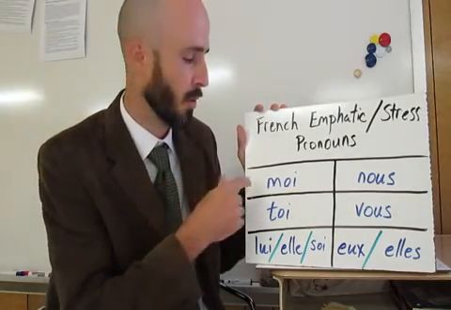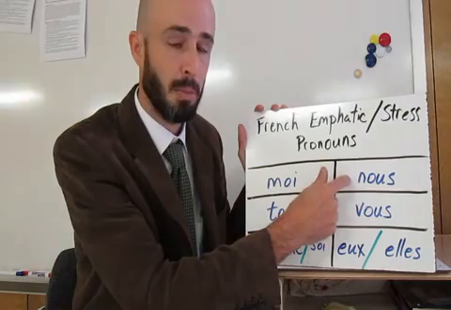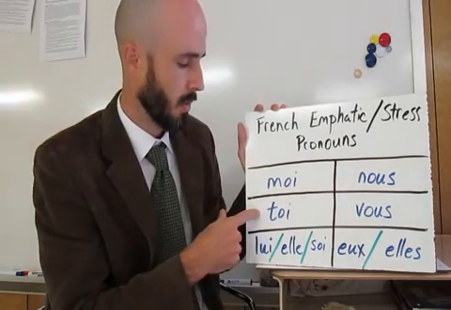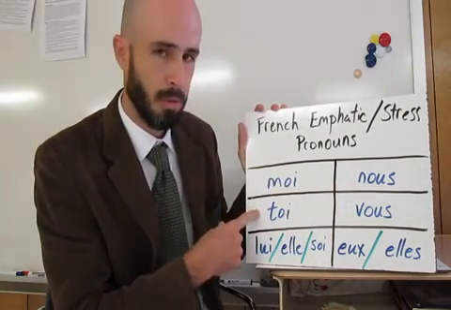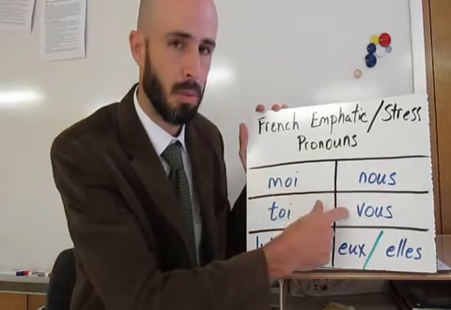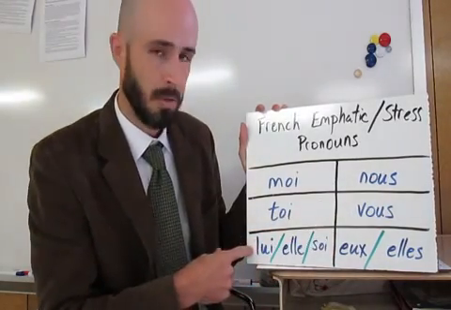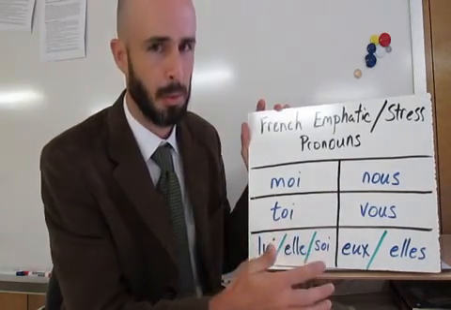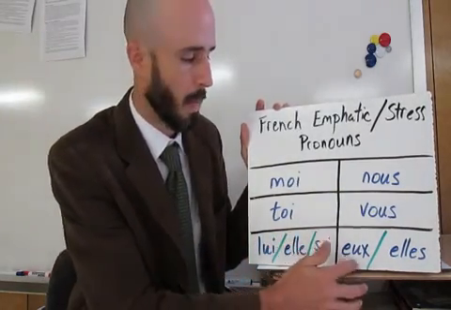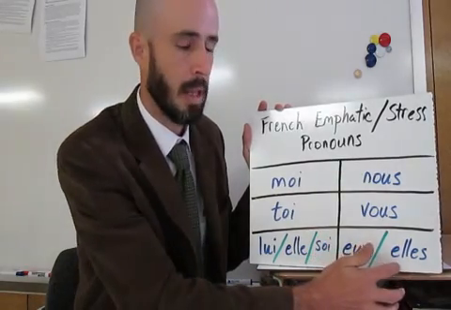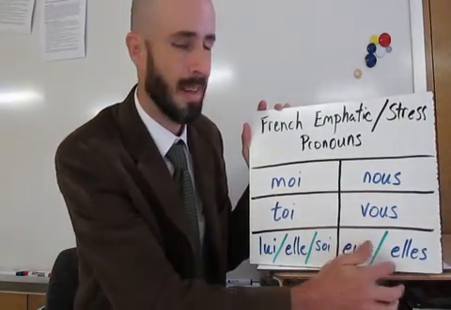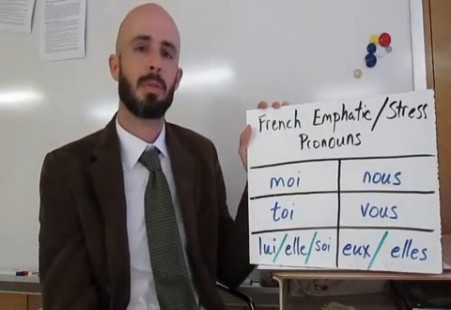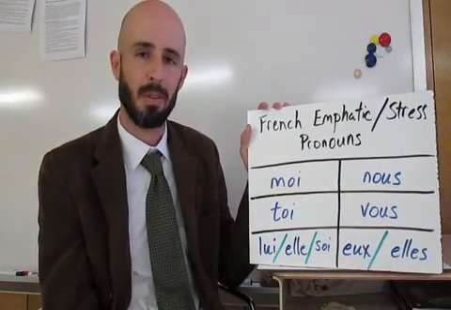So, first person singular, moi. First person plural, nous. Second person singular, toi. Second plural, vous. Third singular, lui, elle, and then soi, which you probably don't need right now. Third person plural, eux and elles. That's going to be it for lesson 9 right now. Merci et au revoir.